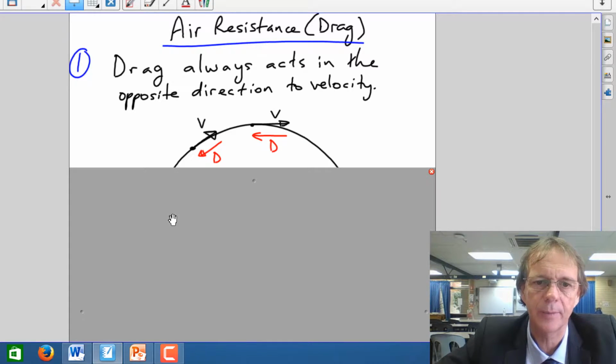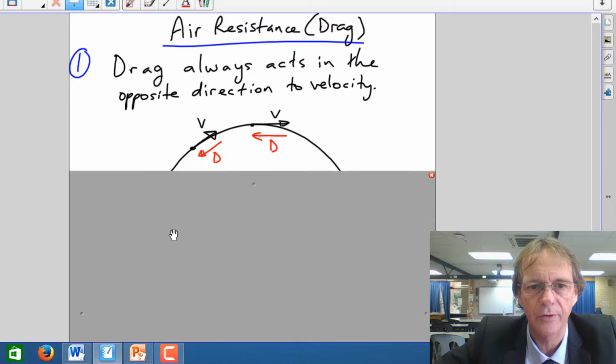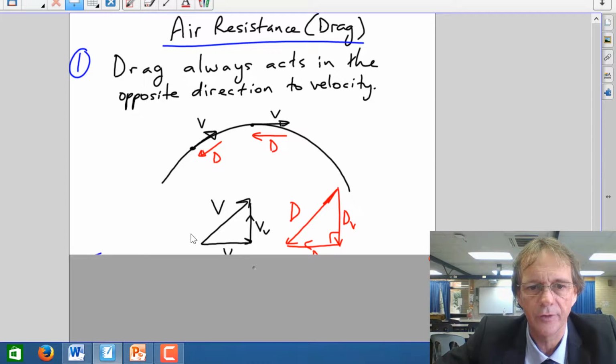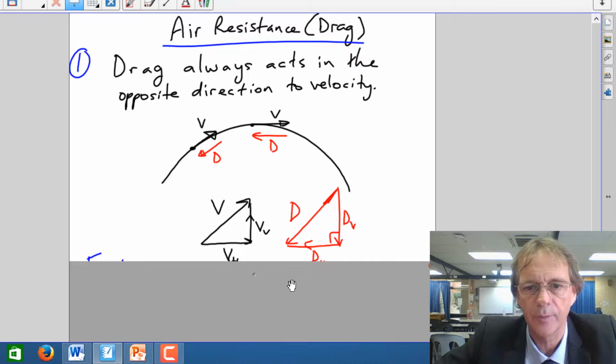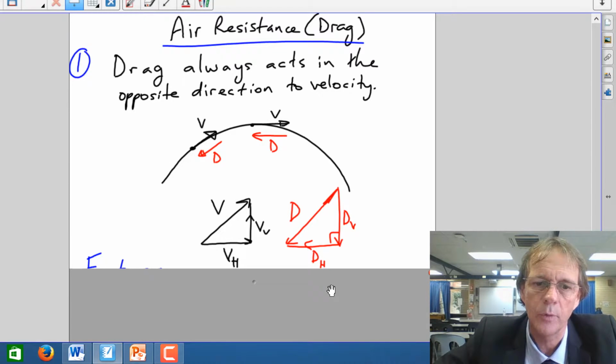Now you can actually break that up into two components. If you look at these here, the velocity is going up at an angle, so we'd expect the drag to be opposite to that. So there would be a drag component in the vertical direction, which is opposite to the vertical velocity, and there's a drag component going backwards in the horizontal direction, which is opposite to the forward horizontal velocity of the object. So that's going to have some effect on both the time in the air and the range and the angle it comes down at. So just some things to keep in mind.